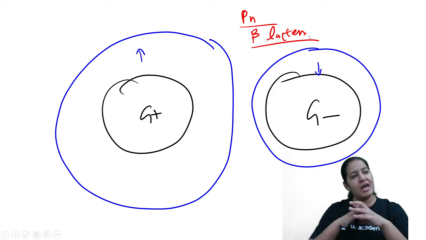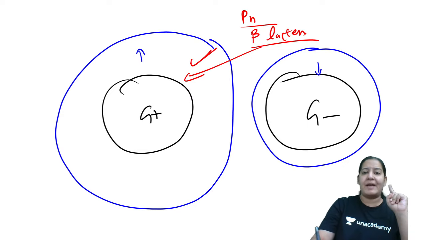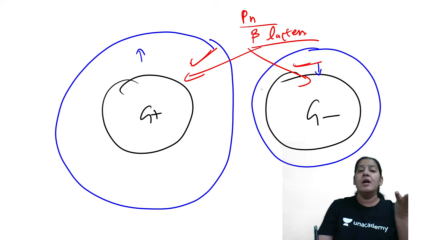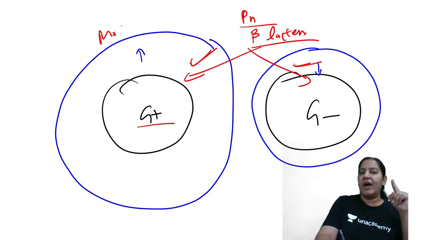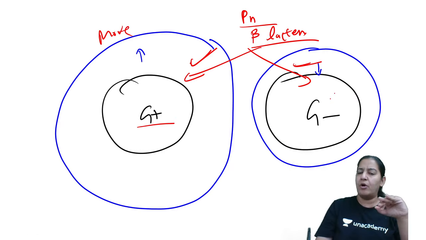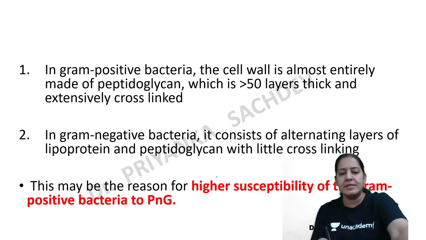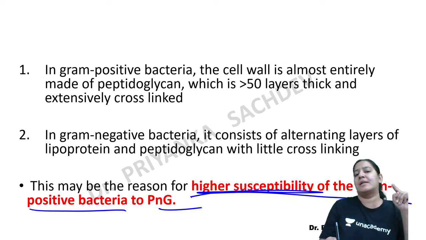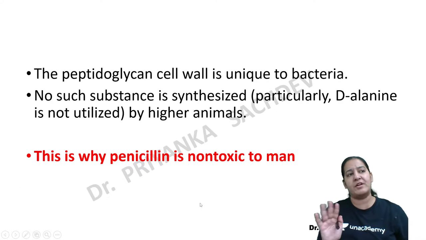Yes, very good. Akshita, very good. Common sense now. It is more active against gram-positive bacteria and less active against gram-negative bacteria because the mechanism is cell wall synthesis inhibition. Now, gram-positive bacteria have a thick cell wall, so they are more inhibited, right? And gram-negative bacteria have a thin cell wall, so they are less inhibited. This is the reason for high susceptibility of gram-positive bacteria to penicillin. The gram-negative bacteria are not very susceptible to penicillin, but gram-positive bacteria are very susceptible.